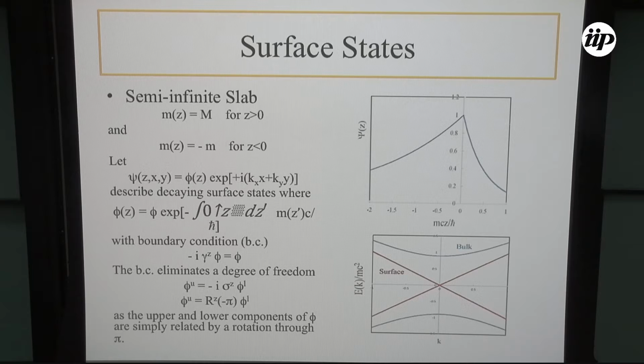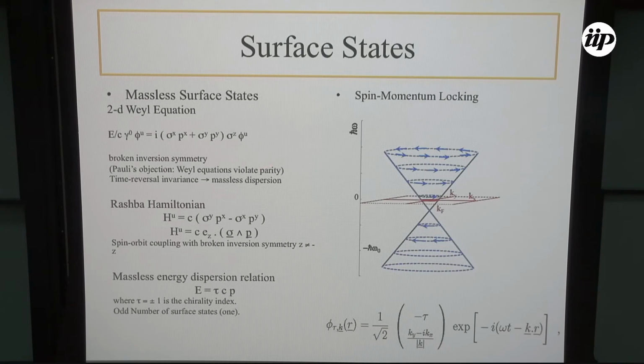So the situation is that inside or outside the material, you have a bulk Dirac-like dispersion relation and these massless surface states. Of course, massless is a consequence of having time reversal invariance. If you look at the Hamiltonian, you have to multiply by gamma z, in this case sigma z. You essentially see that the upper components are governed by the Rashba Hamiltonian, which has spin-orbit coupling due to the broken inversion symmetry at the surface.